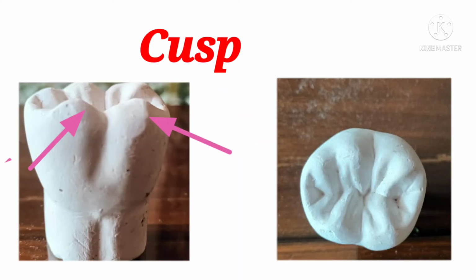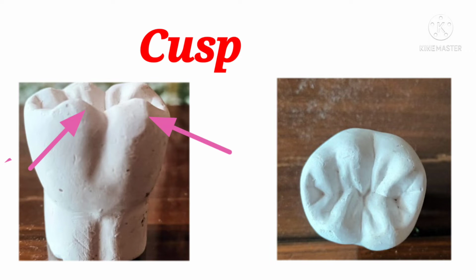First one is cusp. A cusp is an elevation or mound on the crown portion of a tooth, making up a divisional part of the occlusal surface. Cusps are present in the posterior teeth and canine. Canine teeth have a single cusp and they are often called cuspids.